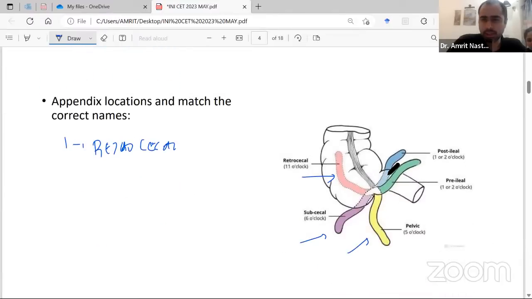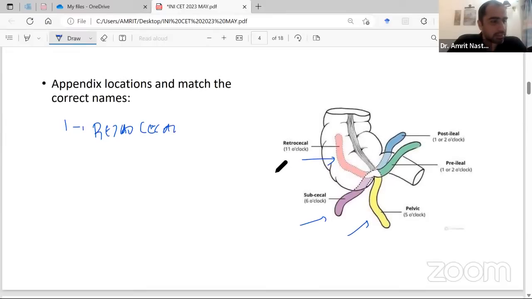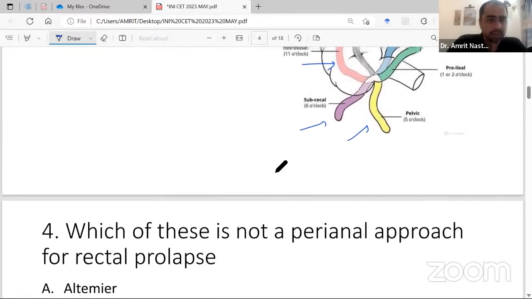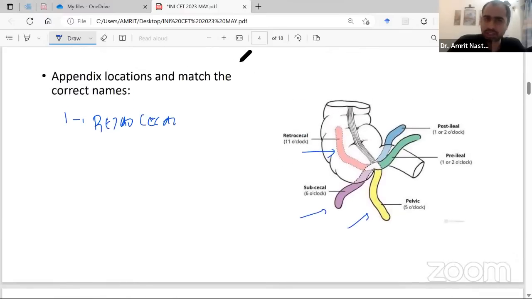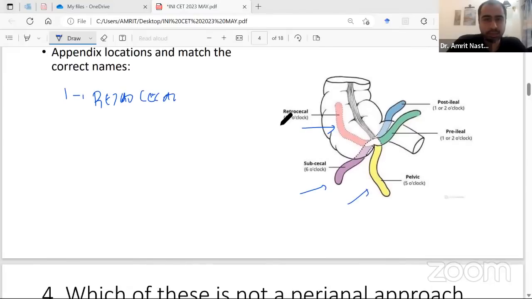Right. This is easy. Subcecal, paracecal. Whatever is below will be subcecal. Whatever is around will be paracecal. Paracecal is not that common. Okay. Paracecal was also there. That's fine. The locations are straightforward. I don't think this is very difficult. And you have to match the locations.